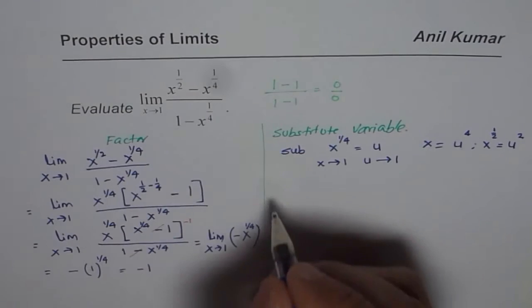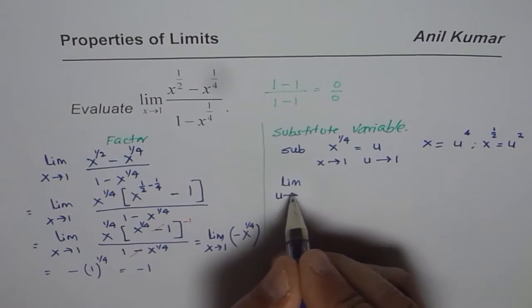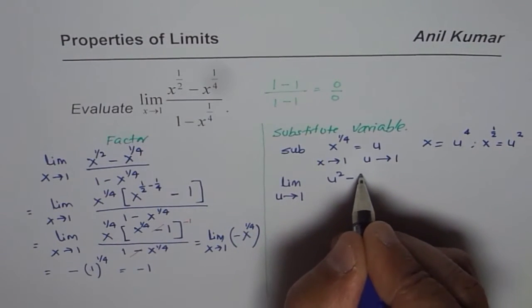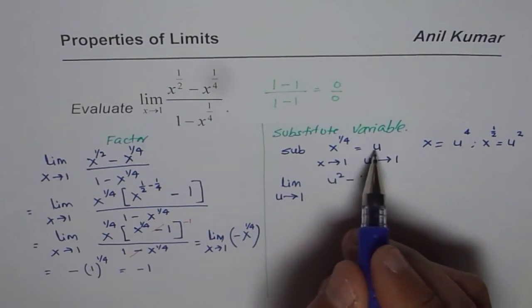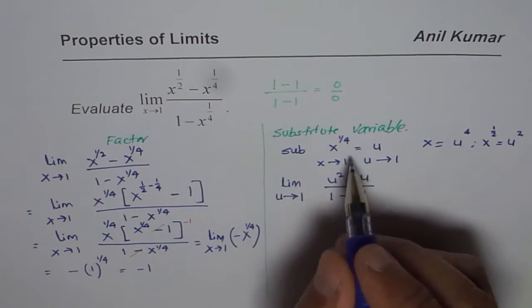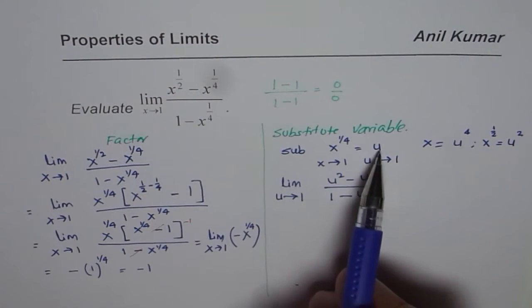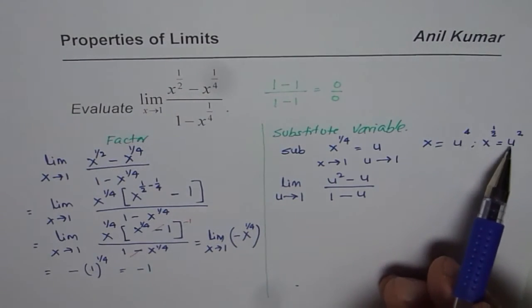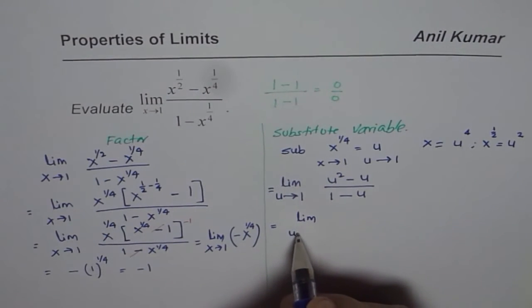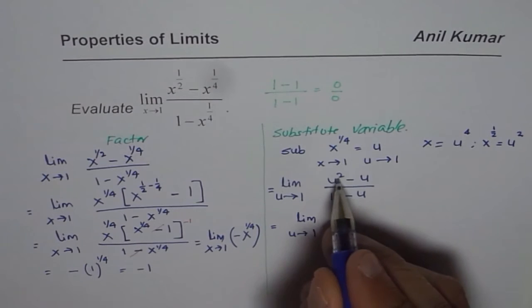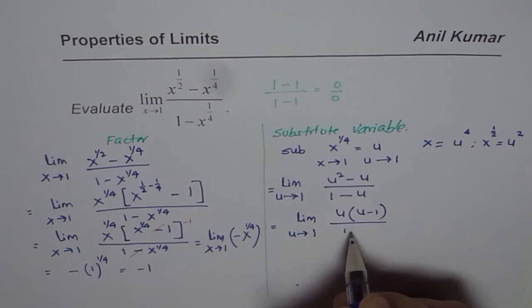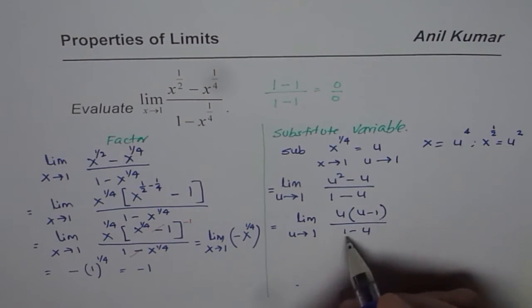So we could rewrite this question as limit u approaching 1, x to the power of half is u square, minus x to the power of 1 over 4 is u, divided by 1 minus x to the power of 1 over 4 is u. So we substituted x to the power of 1 over 4 by u, and x to the power of half by u square. So this could be now written as limit u approaches 1. You can factor u out. So you factor u. You get u minus 1. Divide by 1 minus u. And now again you can cancel this.